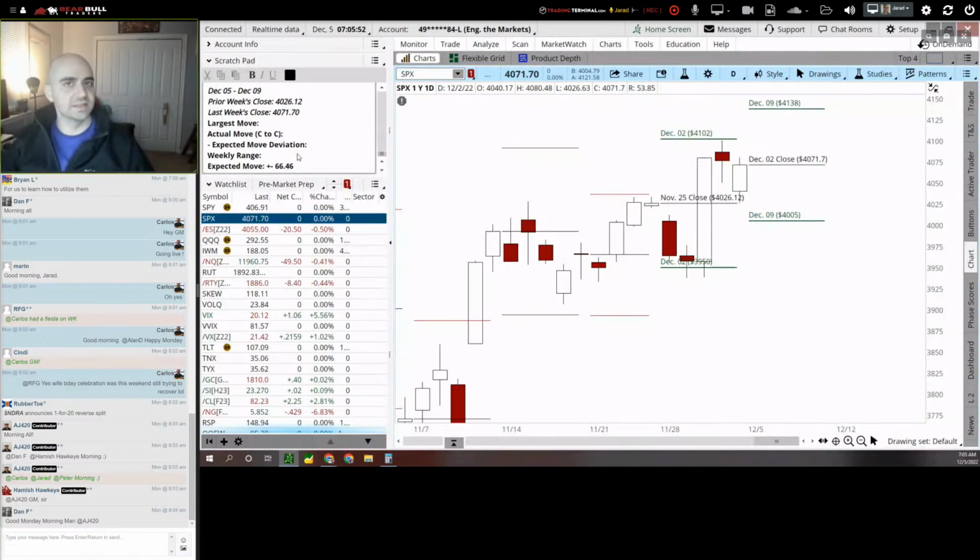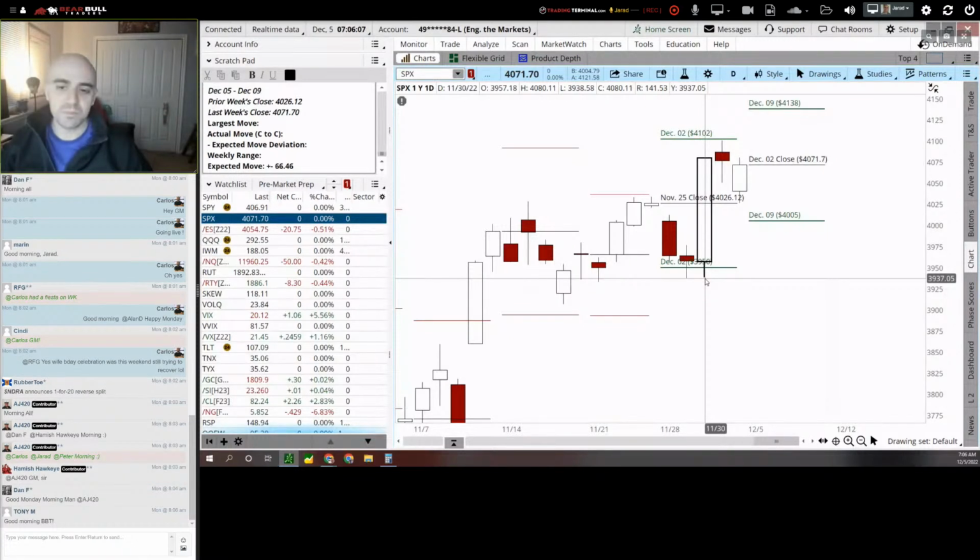So the option market did see some risk on Tuesday and Wednesday as we were trading near that lower bound, about 3950 in the S&P and 3939.50 in the SPX. That's obviously a very technically important price as well.